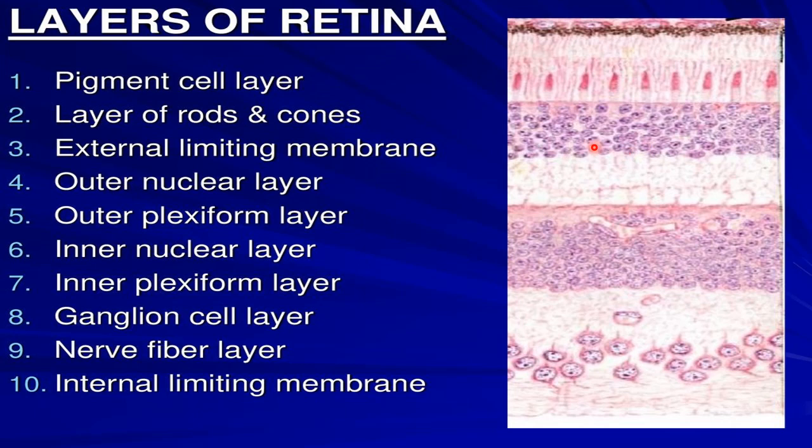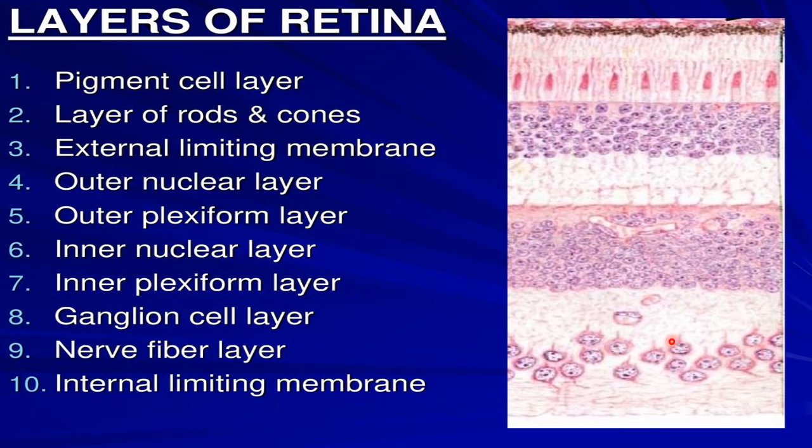Next to that is the outer nuclear layer. Here in this outer nuclear layer, you can appreciate the perikarya, or the neuronal cell bodies, of rods and cones. Then is the outer plexiform layer, where there will be the synapses between the axons and dendrites of the underlying layer. Then is the inner nuclear layer, which is composed of the bipolar cells. Next to that is the inner plexiform layer, and there is a single row of the ganglion cell layer.